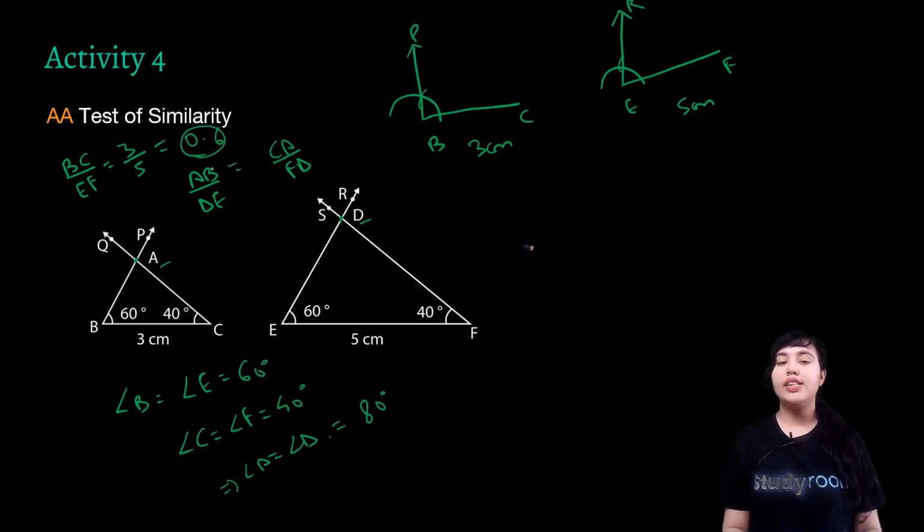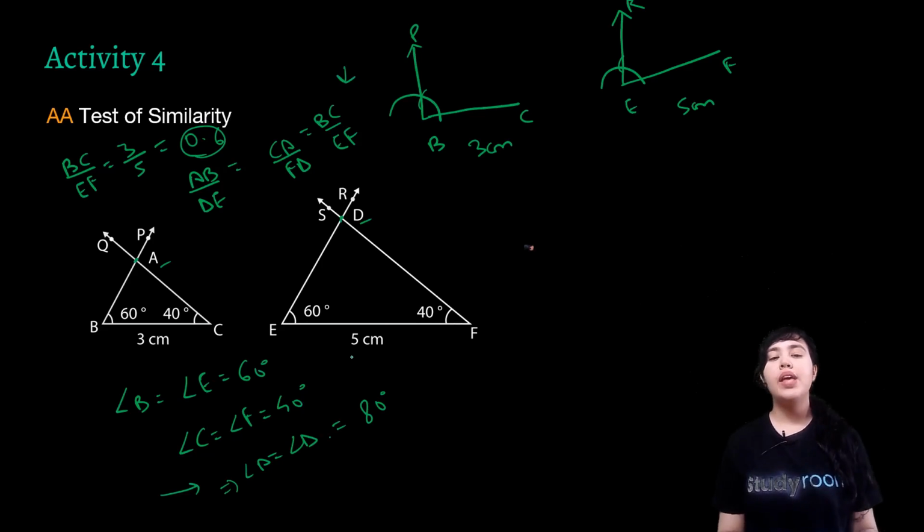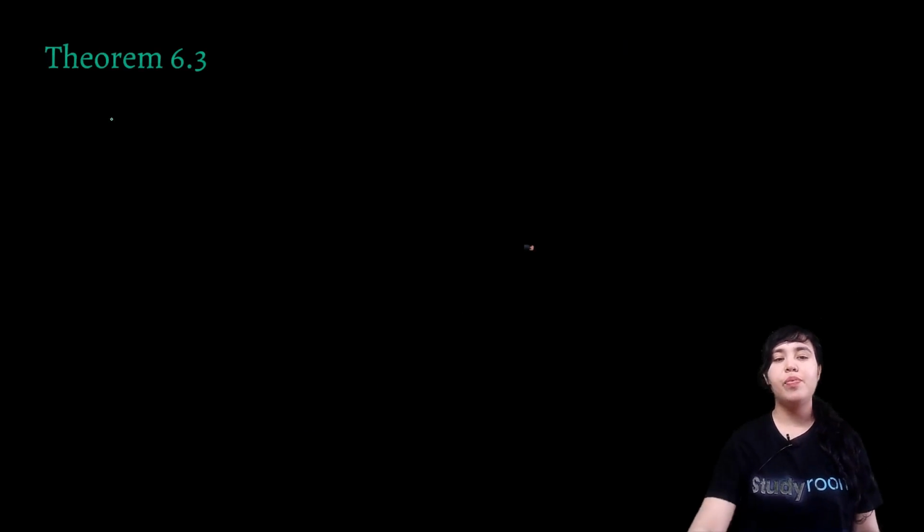So I'll be able to say that AB upon DE is equal to CA upon FD is equal to BC upon EF. When do we get this condition along with the angles being equal? It means that the two triangles are then similar because angles were already taken to be equal, and then we proved that the corresponding sides ratios are also turning out to be equal, which means the two triangles are similar. So this is called the AA test for similarity, the angle-angle test.